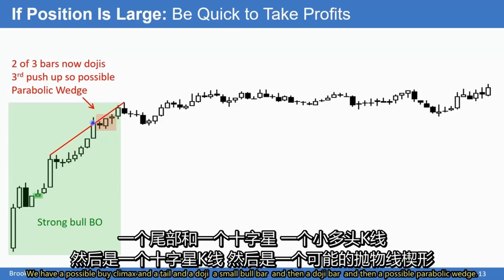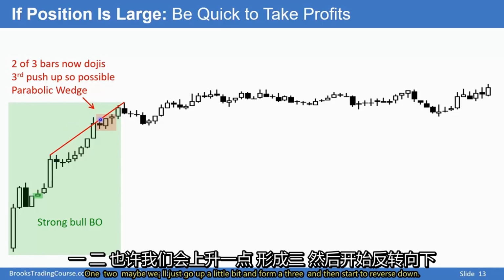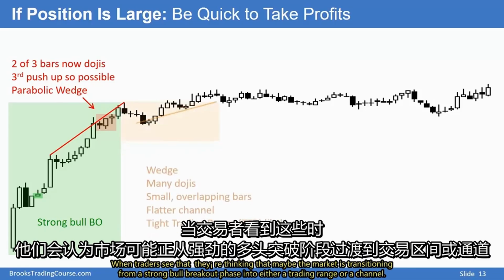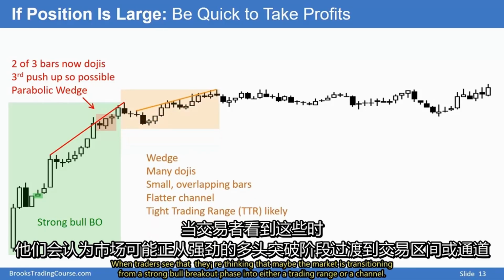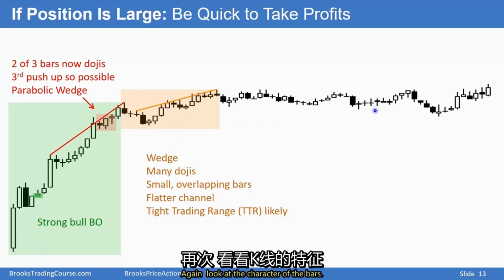We have a possible buy climax and a tail and a doji, a small bull bar, and then a doji bar, and then a possible parabolic wedge. 1, 2, maybe we'll just go up a little bit and form 3, and then start to reverse down. When traders see that, they're thinking that maybe the market is transitioning from a strong bull breakout phase into either a trading range or a channel. Again, look at the character of the bars.